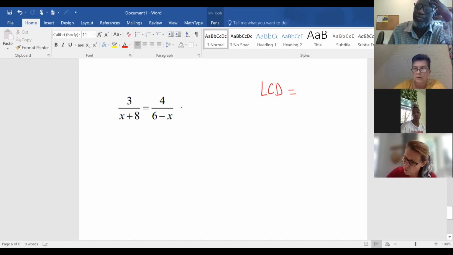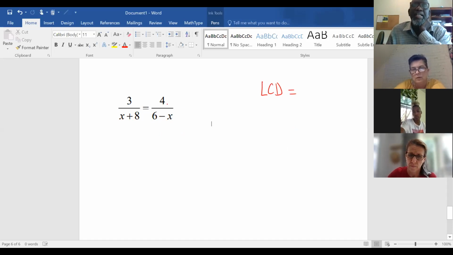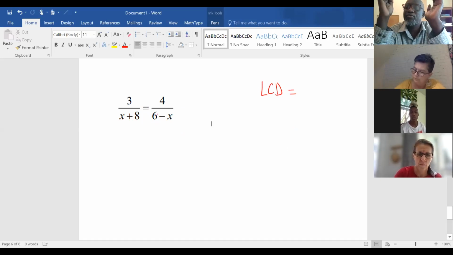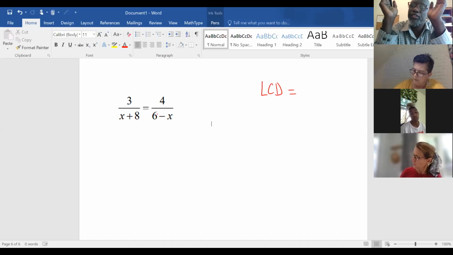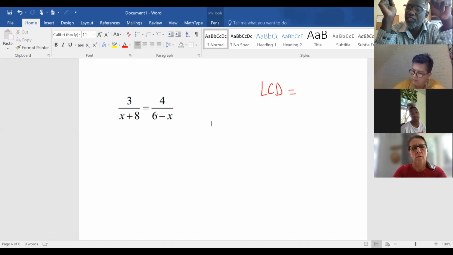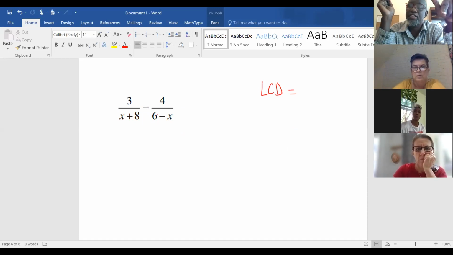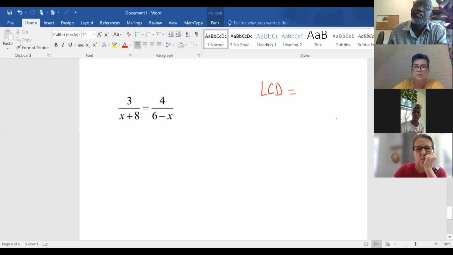24. No, 24 would be the LCD if you had just numbers, but you have x involved. The denominators are x plus 8 and 6 minus x. I cannot just single out the 8 and the 6. They are part of the expression. We have x plus 8 as a whole and 6 minus x as a whole. So what is going to be the LCD? It's x plus 8 and then 6 minus x. Exactly, it's just a combination of both.